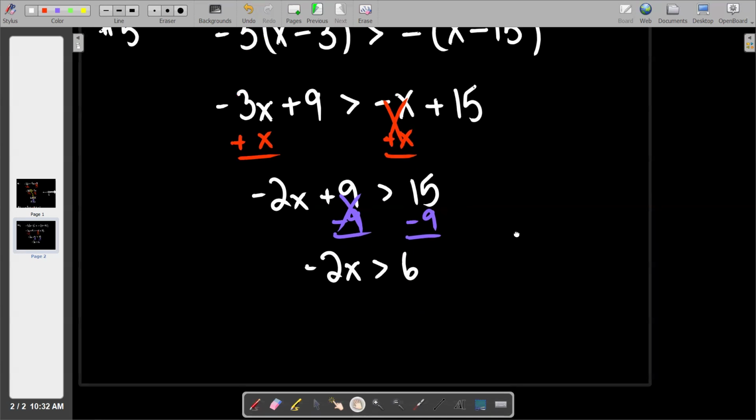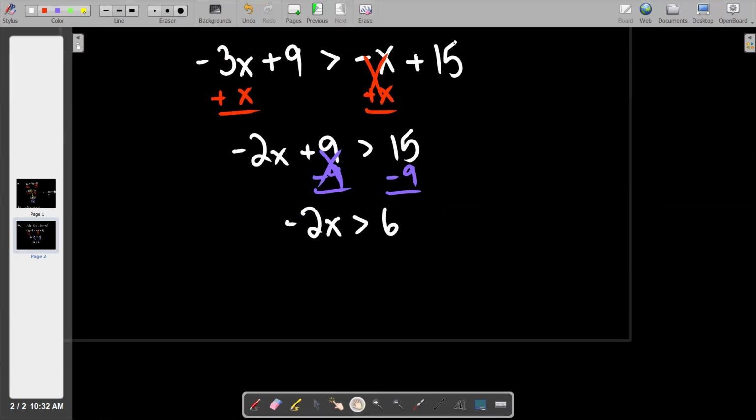And then in the last step, we are going to divide by -2. And just remember to be cautious, be on the lookout, hyper vigilant, like when dividing or multiplying by a negative, that should raise a red flag. So we're going to get x, switch the sign, to less than -3. And that's what the algebra answer looks like.